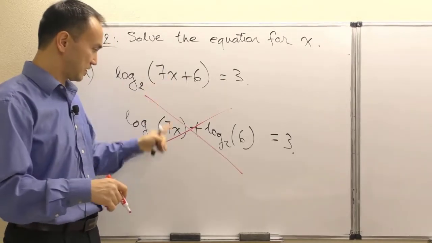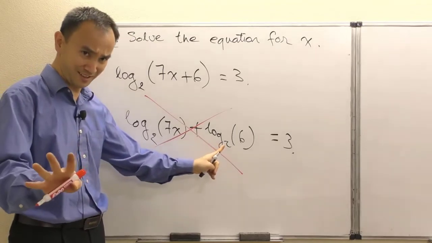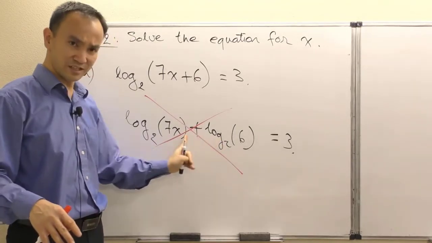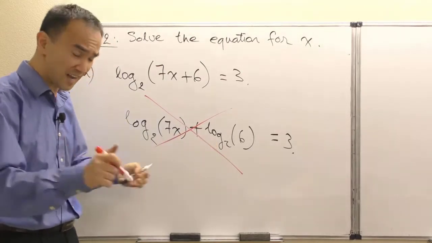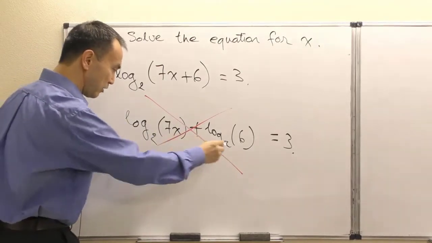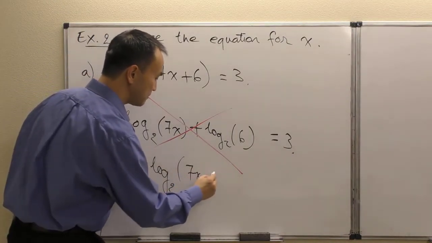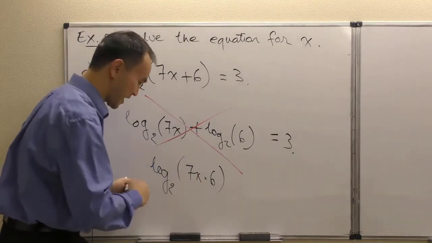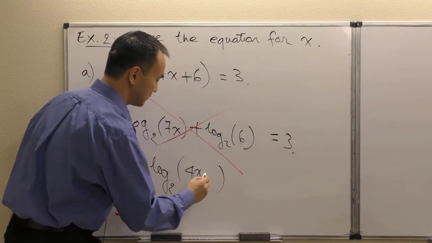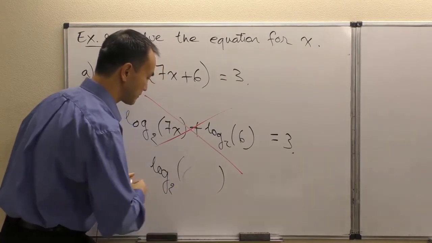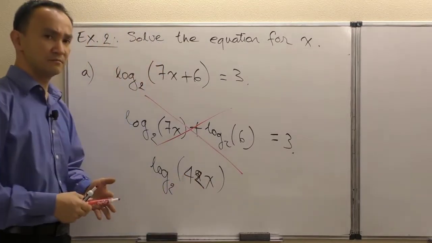If that is equal to the sum of two separate logs, notice the way we wrote it mistakenly, a sum of two logs of the same kind right there. But we already had a rule saying a sum of two logs of the same kind can be log base 2 of 7x times 6, meaning 42x altogether.